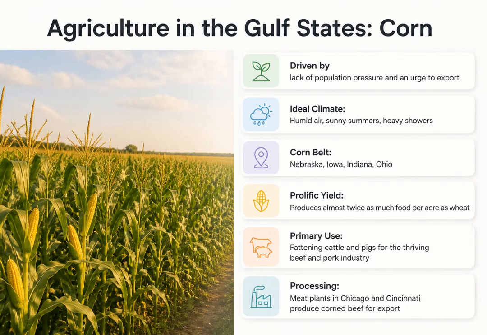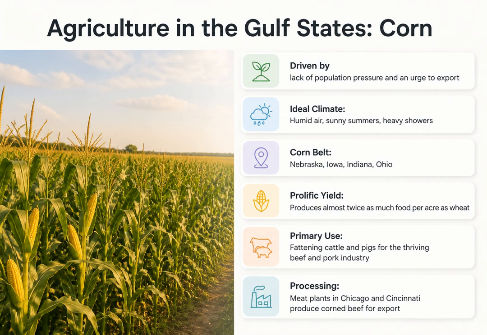In contrast to China, the Gulf states of the USA historically had low population pressure, which encouraged export-driven agriculture. Corn, or maize, is a massive crop here. The humid air, sunny summers, and heavy showers are perfect for it. The famous Corn Belt spans Nebraska, Iowa, Indiana, and Ohio. Corn is favored because of its prolific yield, producing almost twice as much starch per acre as wheat.